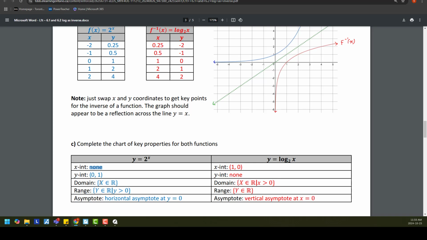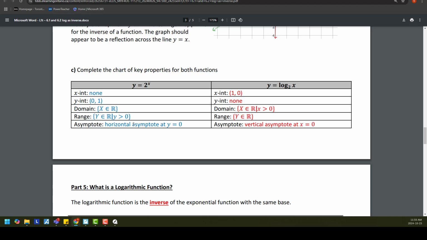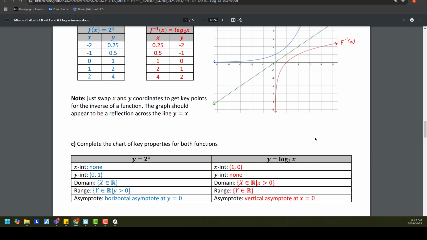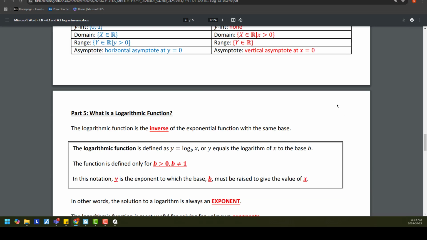Domain, see how the domain for the original function was x's, and now the range is y's. Kind of got swapped. And the range for the original function is y greater than 0. Well, now it's x greater than 0 for the domain for the inverse function. So you're just swapping a lot of x's and y's when it comes to inverse functions. And then for the asymptote, there was a horizontal asymptote, so now there's a vertical asymptote at x equals 0. So pretty straightforward stuff when it comes to properties and inverse functions.